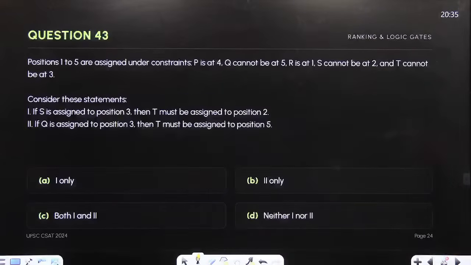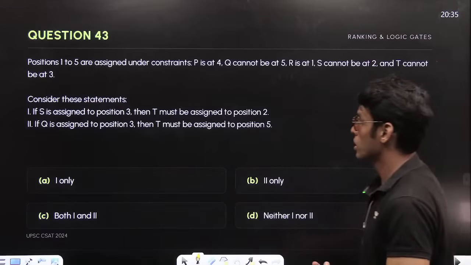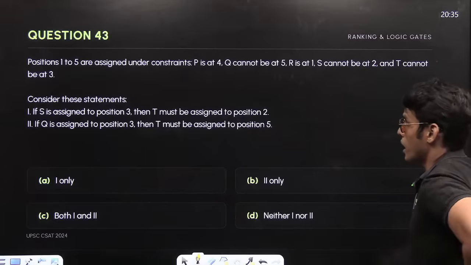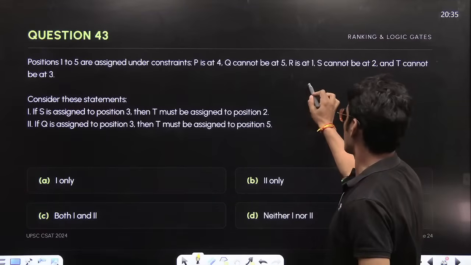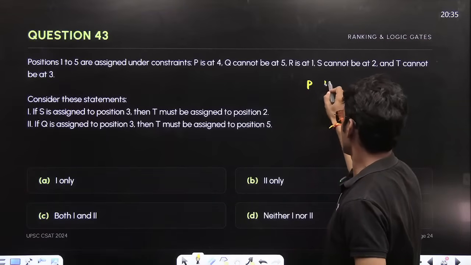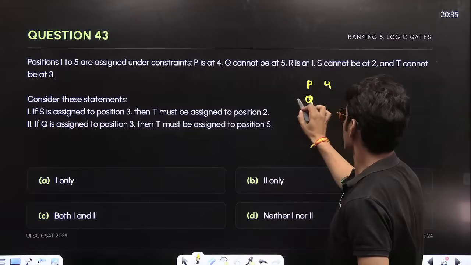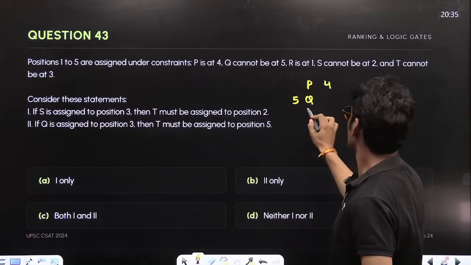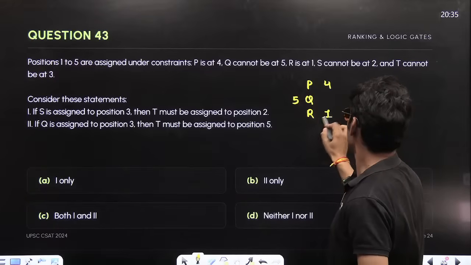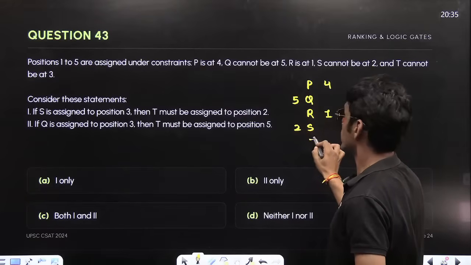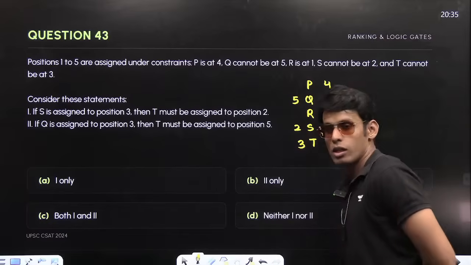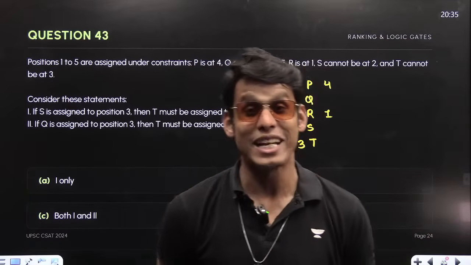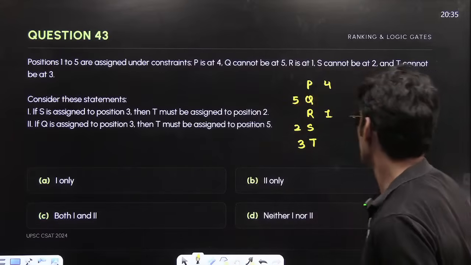Okay. Then problem 43. Positions 1 to 5 are assigned under constraints. P is at 4. Q cannot be at 5. So I am writing the cannot-be positions here. R is at 1. S cannot be at 2. T cannot be at 3. So in JEE mathematics, we have a type of problem known as derangement. So this is a problem of derangement, right?